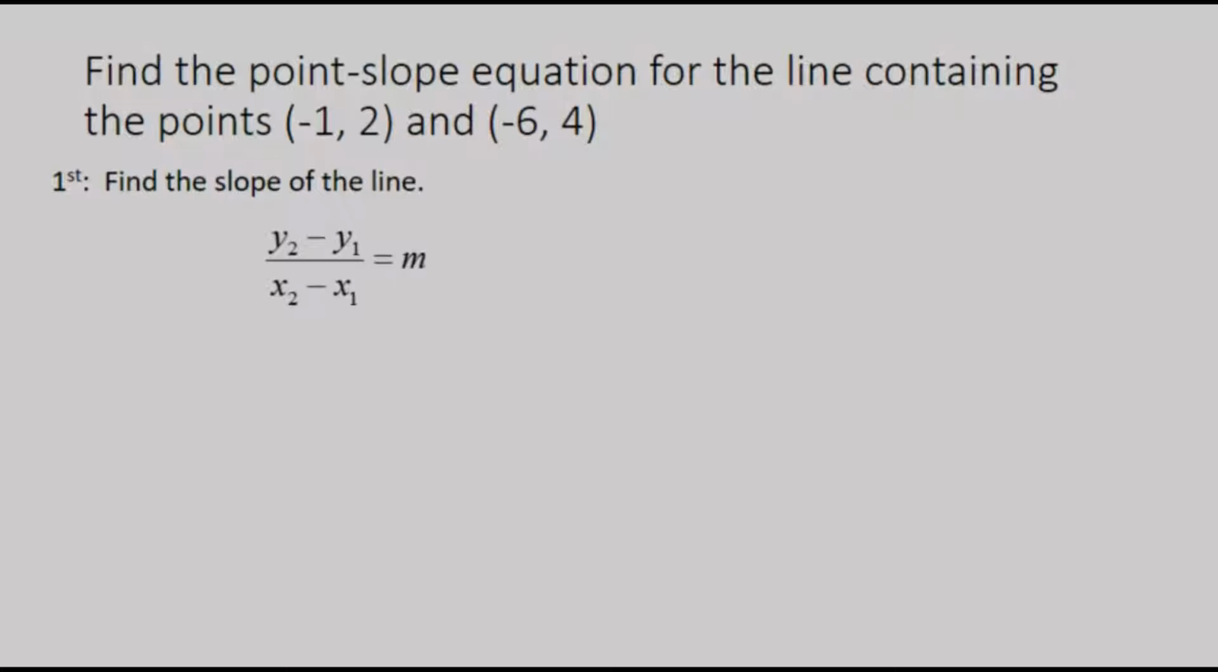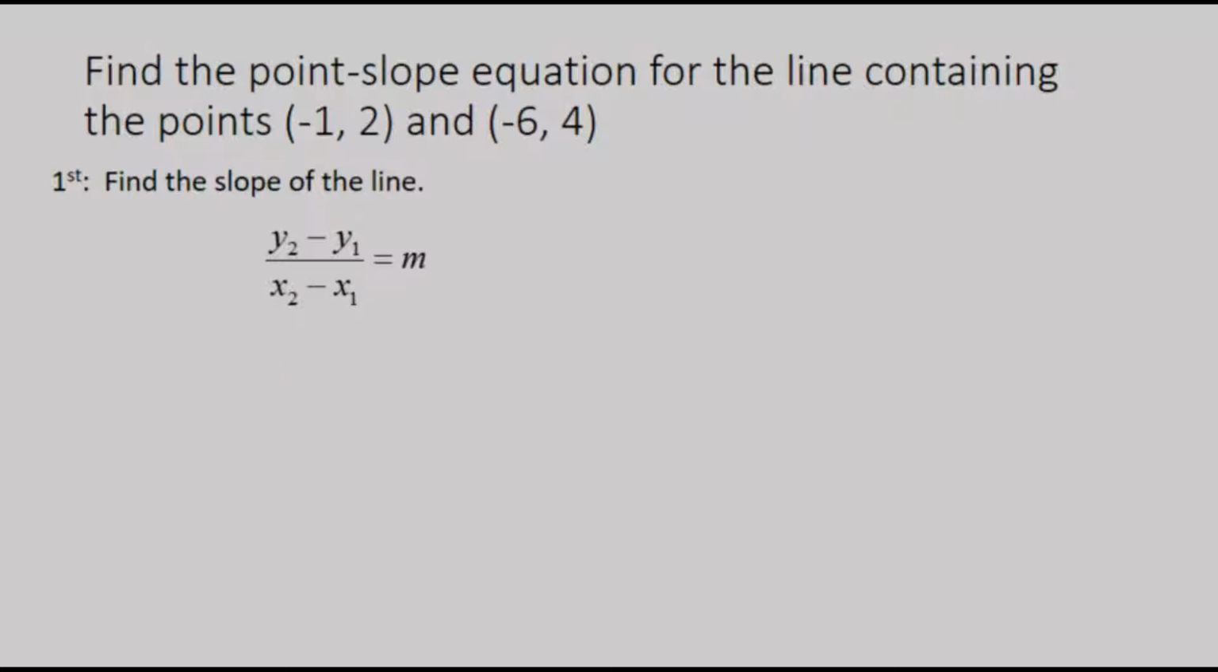Here we have the equation for finding the slope of a line: the change in y's over the change in x's, in other words, rise over run. These subscripts 1 and 2 are used to distinguish point 1 and point 2 from each other. It makes no difference which point is considered x sub 1 and y sub 1. What matters is that we subtract the y coordinates in the same order that we subtract the x coordinates.